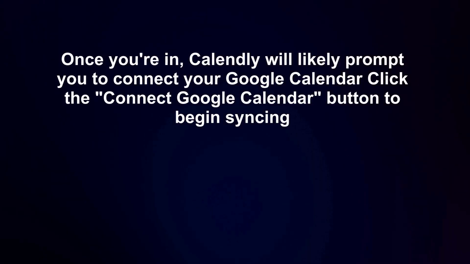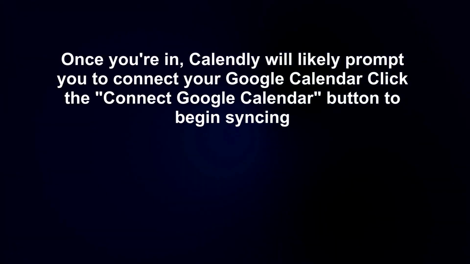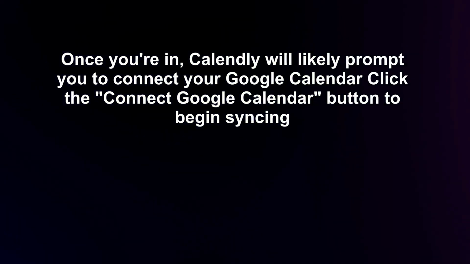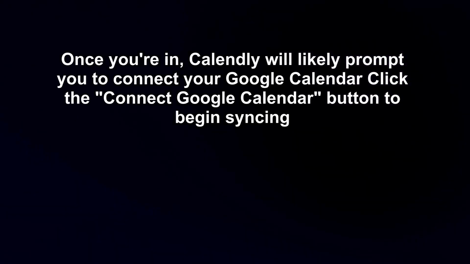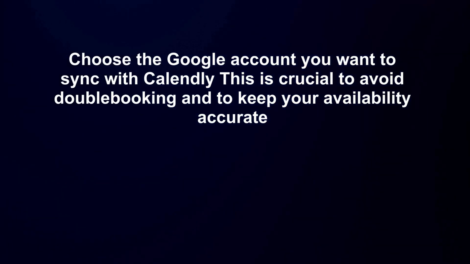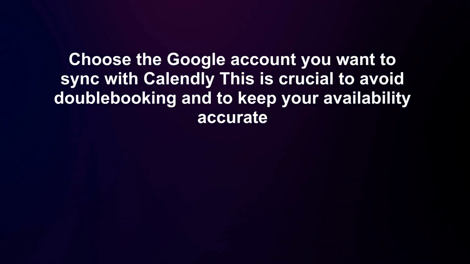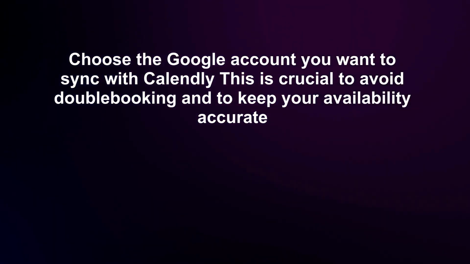Once you're in, Calendly will likely prompt you to connect your Google Calendar. Click the Connect Google Calendar button to begin syncing. Choose the Google account you want to sync with Calendly. This is crucial to avoid double booking and to keep your availability accurate.